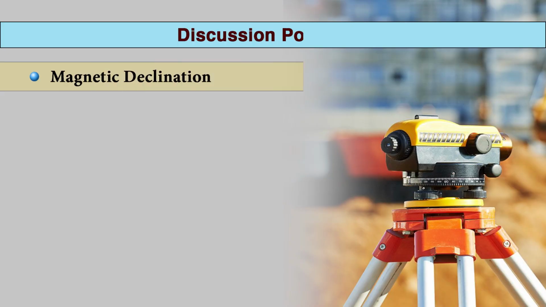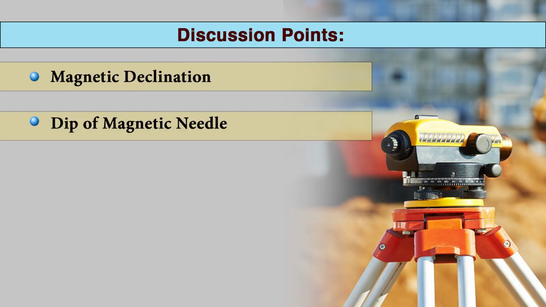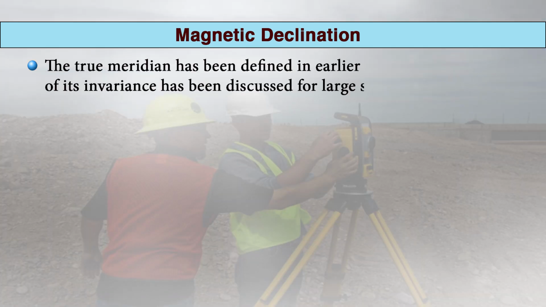This session aims to provide you with a comprehensive understanding of each element's function and significance in ensuring accurate and reliable surveying results. In this session, we will discuss the following key points. Firstly, the magnetic declination, second, dip of magnetic needle, and lastly, local attraction. So, first we will discuss about magnetic declination.